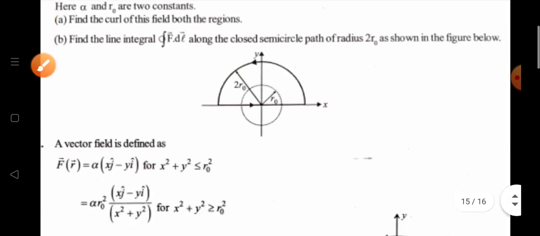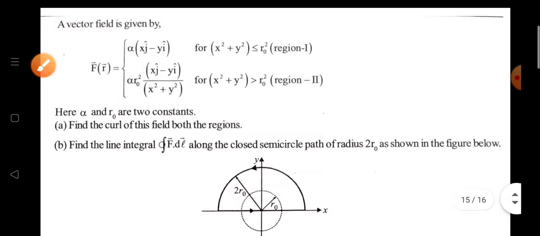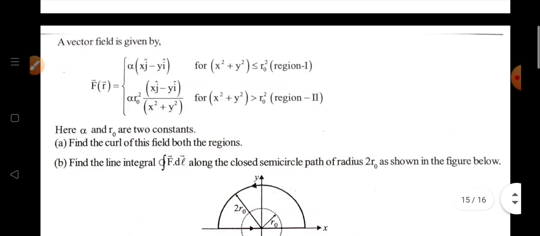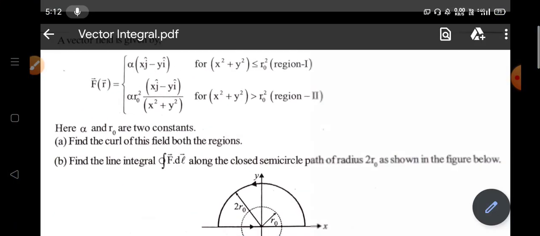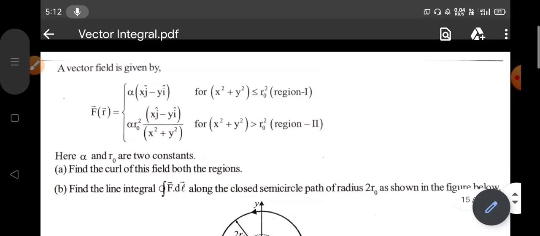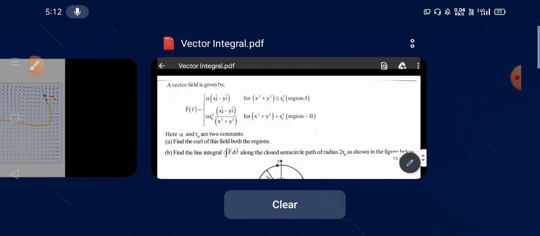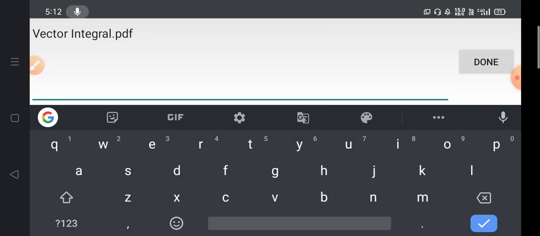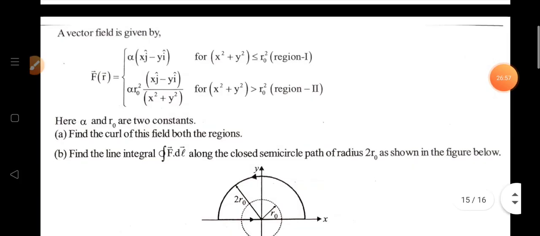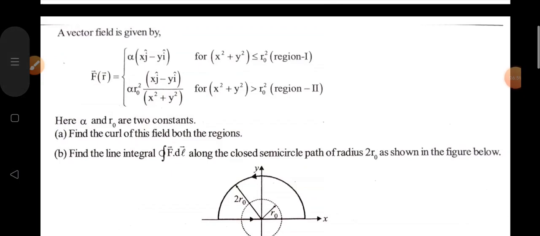The next question is very important. It has come in the IIT JAM examination, physical science paper. The question is, a vector field is given by f equals alpha x j cap minus y i cap.